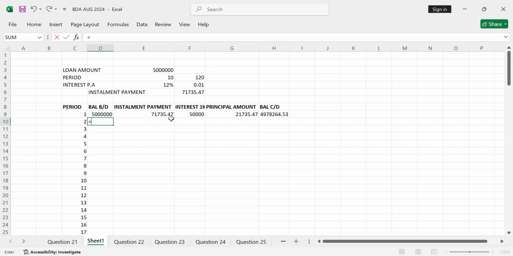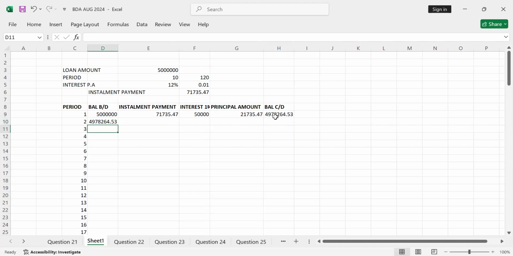meaning that it represents the amount of the loan that you've been able to pay in that particular period. The balance carried down is also the balance at the start of this other year. Installment payment, we have it here, is equals this amount. You can also lock that particular amount with F4. You lock it, FN F4. Once you do that, you press enter.